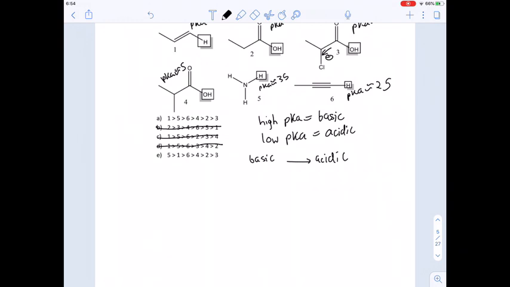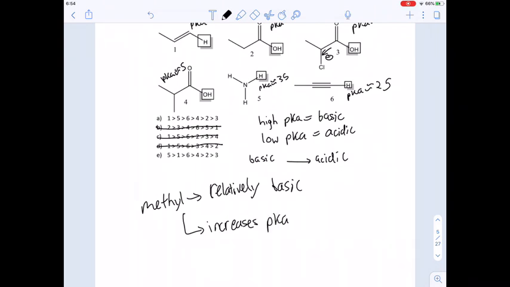And now, I'm going to erase this. We can compare 2 and 4. So the difference between 2 and 4 is that 4 has a methyl on it. And as we all know, methyls don't really like to give off H's on their own. So that makes methyls relatively basic.